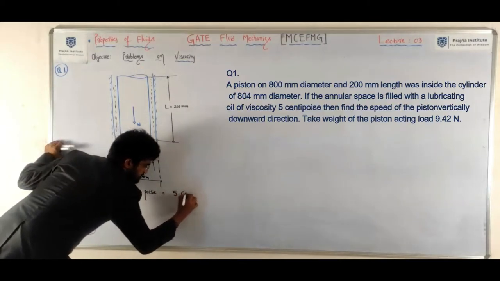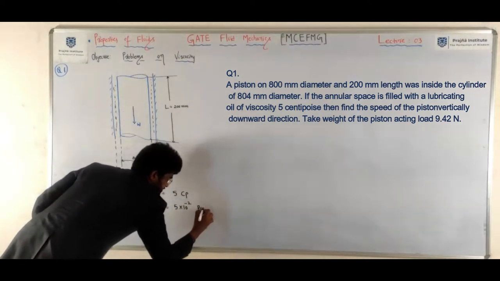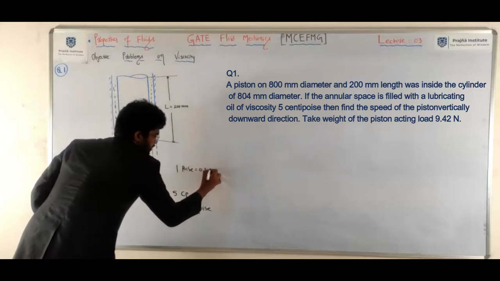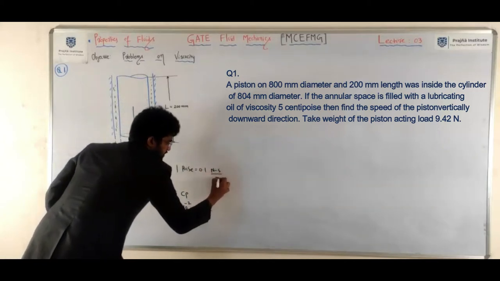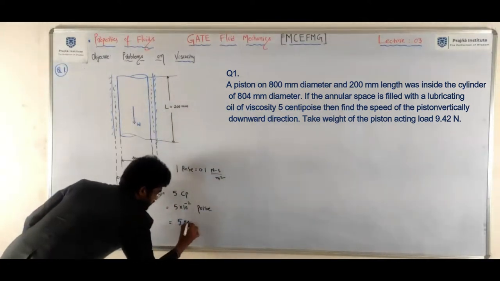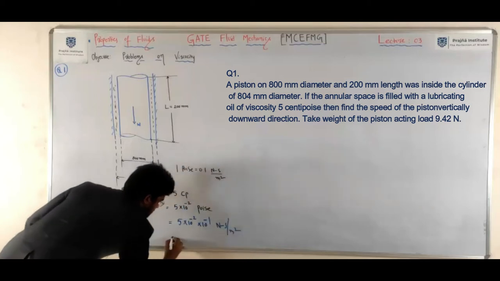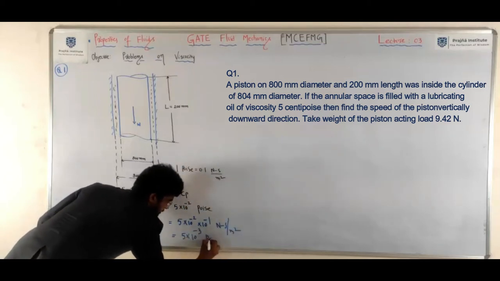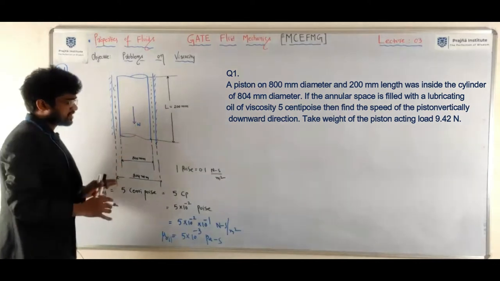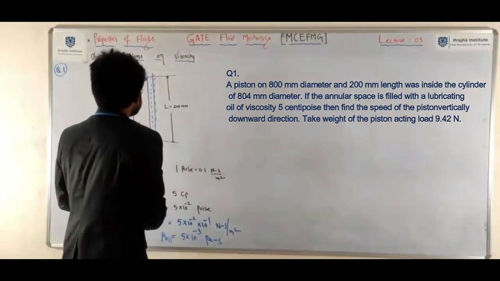5 centipoise is equivalent to 5 into 10 to the power of minus 2 poise. We already know that 1 poise is equivalent to 0.1 newton second per meter square. Here it is equal to 5 into 10 to the power of minus 3 pascal second. This is the viscosity of the oil present in the annular space between piston and cylinder. They are asking what is the velocity.